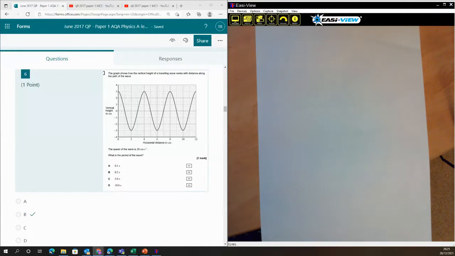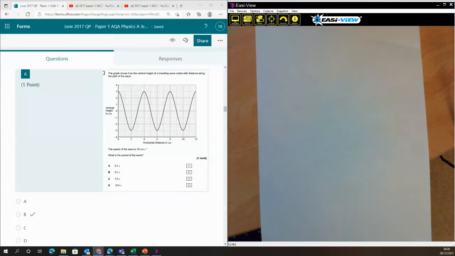So this is a picture of the wave sort of frozen in time. So time isn't changing. So actually, you're not going to get any time information from the graph. You're not going to be able to work out the time period just from the graph. You're not going to be able to work out the frequency from the graph. So you've got to do something else.